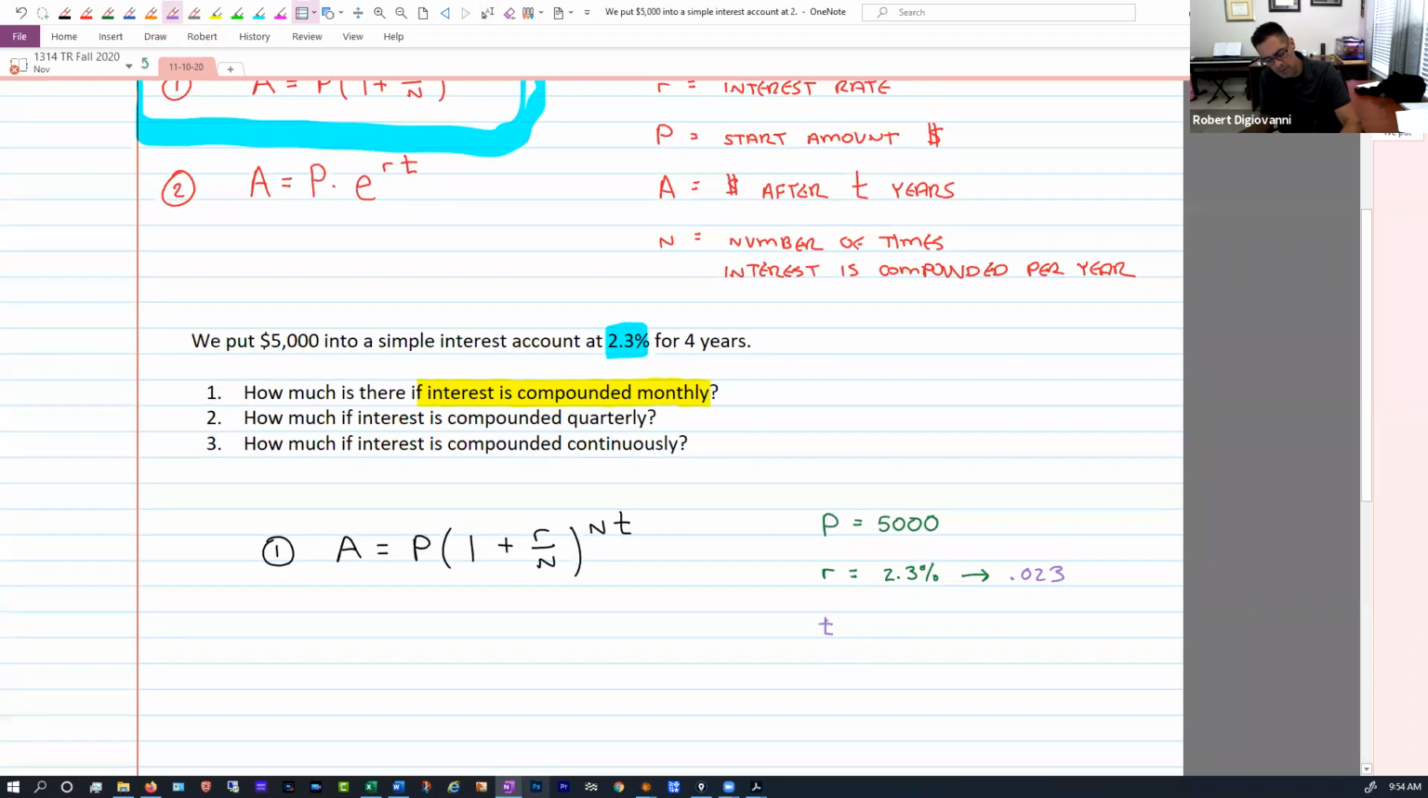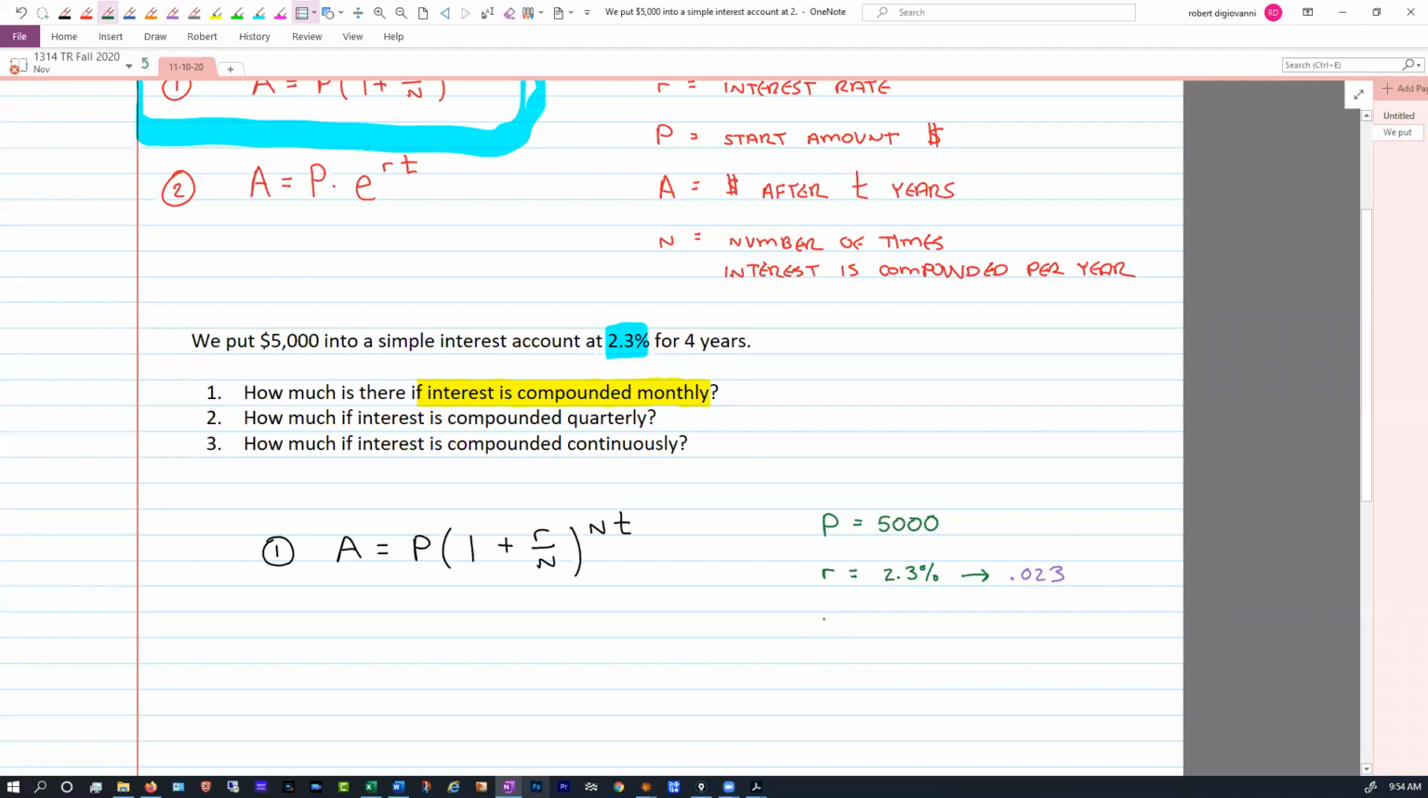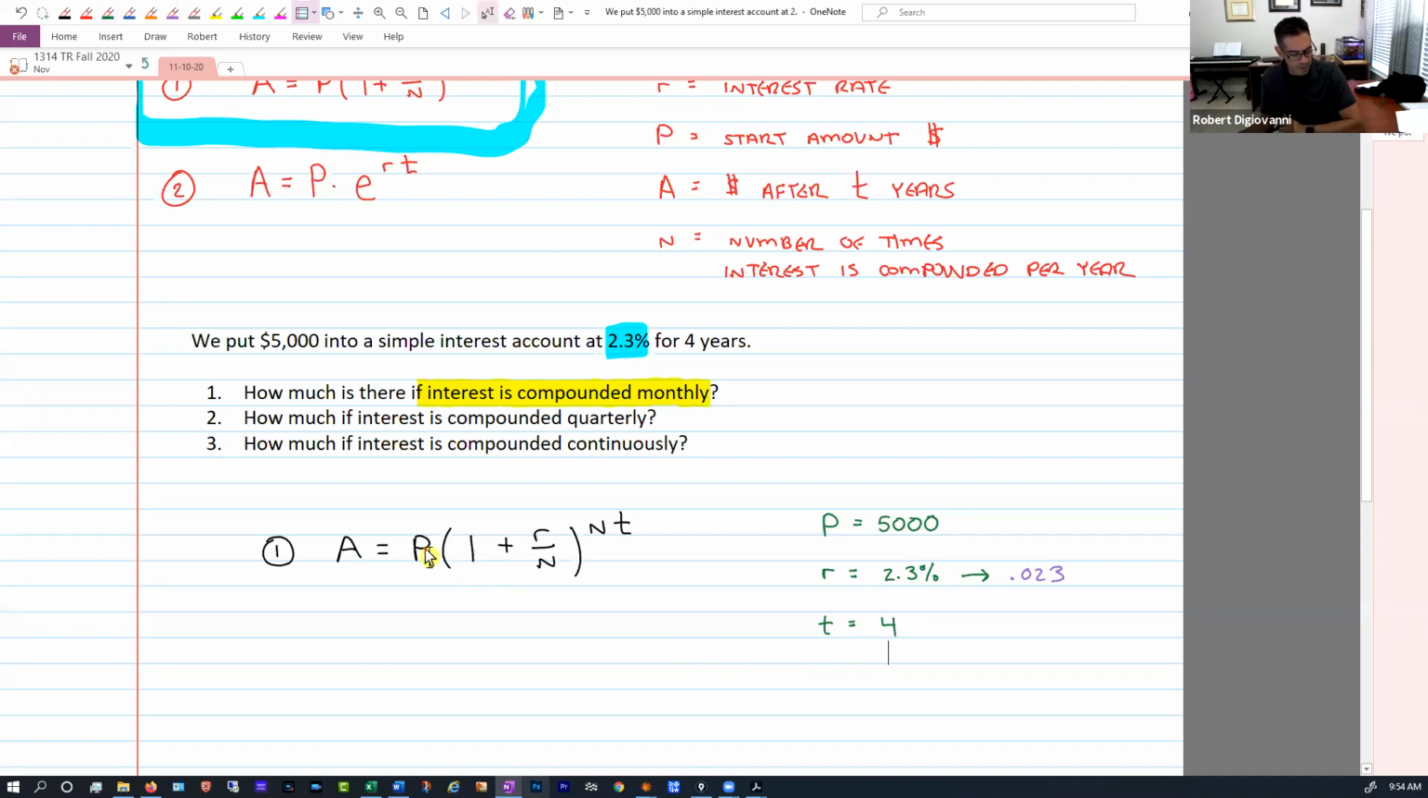What else do we, oh, time, I forgot time. Do we know how much time we're leaving it in there for, Denise? Yes. Okay, go ahead. 4 years. 4 years, okay, good. So we have what P is, we have what R is, we have what T is, we still need N. So N, Denise, is the number of times the interest is compounded per year. And in part one, it says it's compounded monthly. So how many times a year would that be, Denise?